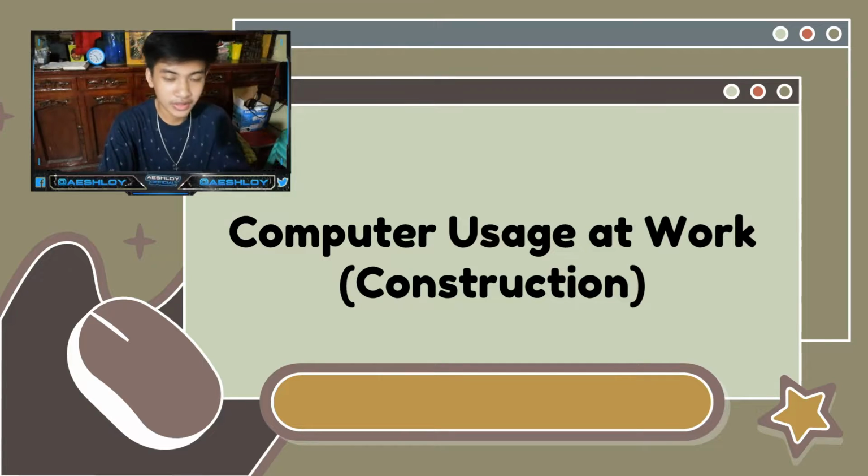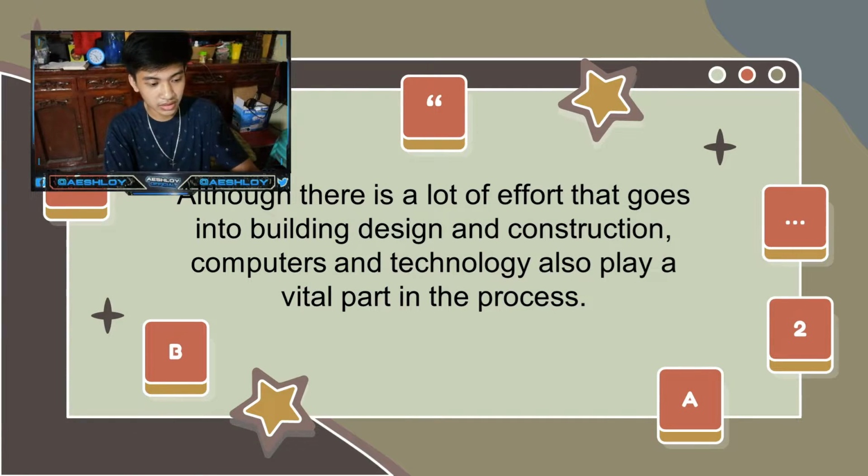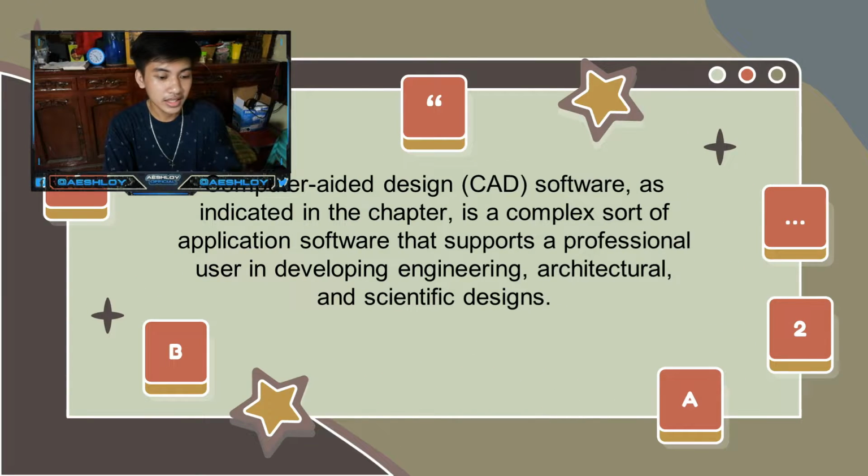So now let us move on to computer usage at work in construction. Most likely these software programs are used by engineers. Although there is a lot of effort that goes into building design and construction, computers and technology also play a vital part in the process. Computer-aided design software, as indicated in the chapter, is a complex sort of application software that supports a professional user in developing engineering, architectural, and scientific designs. An example of this software is AutoCAD.